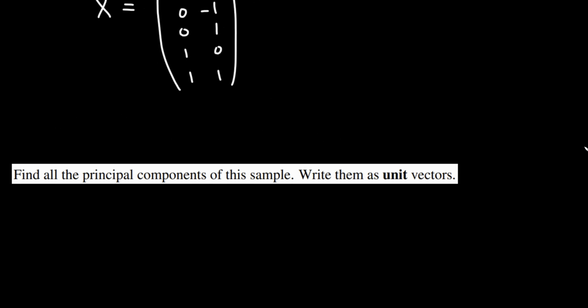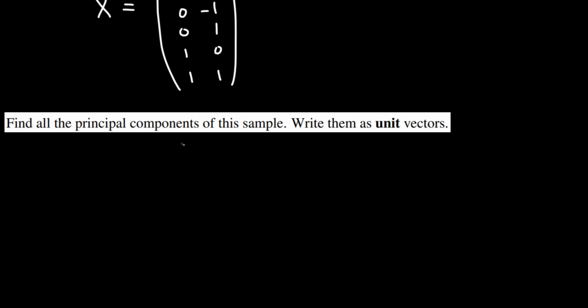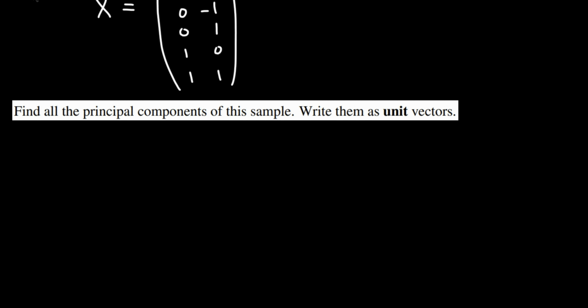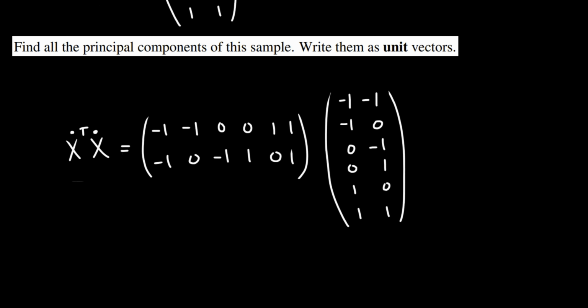It says find all the principal components of this sample and then write them as unit vectors. Okay, so let me move this up, give ourselves a little more room. We're going to need it. I think a big part of doing this problem hinges on whether or not you remember this key fact that the principal components are related to the eigenvalues of this matrix here, X dot transpose X dot. So we want to compute that first so that we can get the eigenvalues and then the eigenvectors. And then we'll convert them to unit vectors.